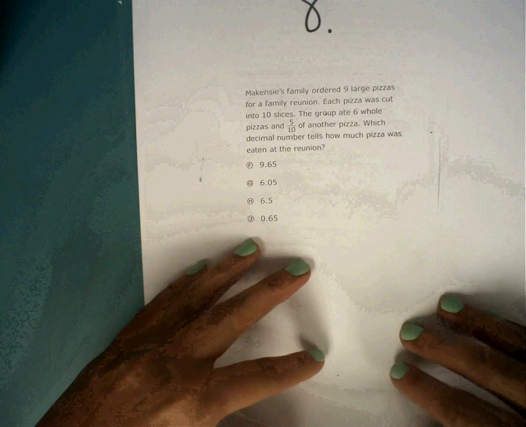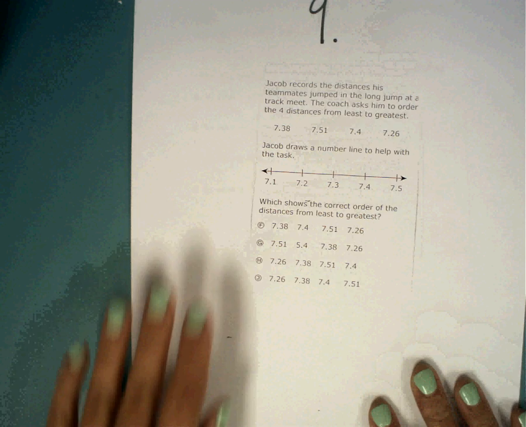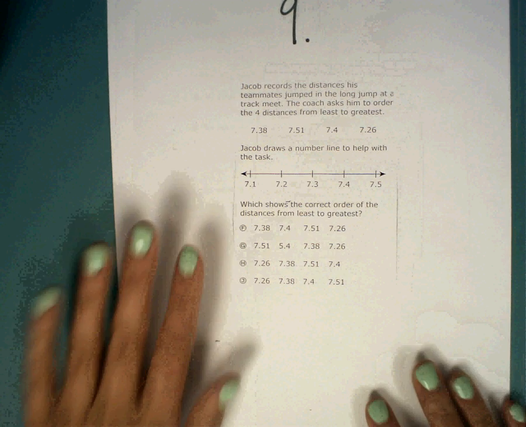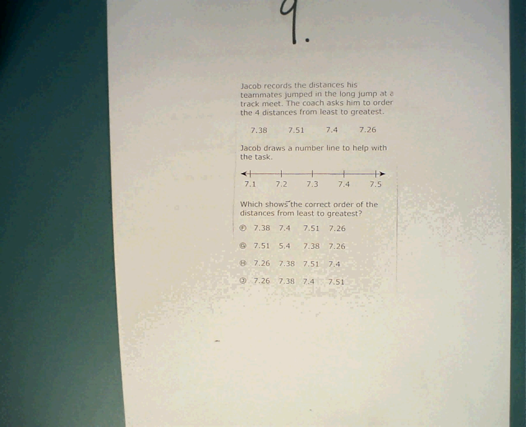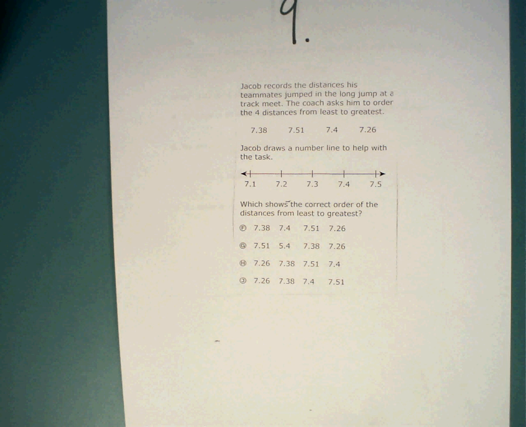9. Jacob records the distances his teammates jumped in the long jump at a track meet. The coach asked him to order the 4 distances from least to greatest. Jacob draws a number line to help with the task. Which shows the correct order of the distances from least to greatest?